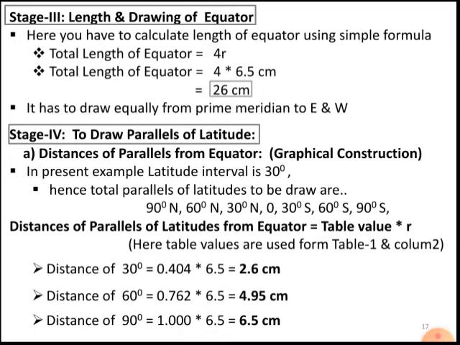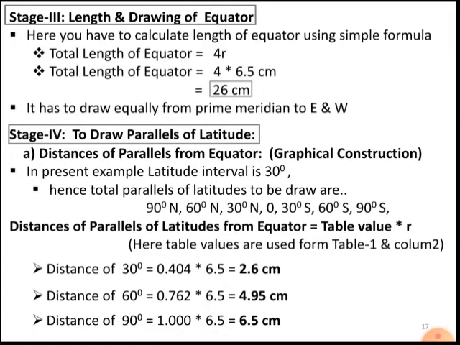So you must take 2.6 centimeters in your compass or divider, and put one side of that divider on the center of the circle, and mark the 2.6 distance on the vertical line, that is the prime meridian. Okay, if you mark the 2.6 centimeter distance, that will be the location of the 30-degree latitude from the equator, right? You have to mark it in both hemispheres.